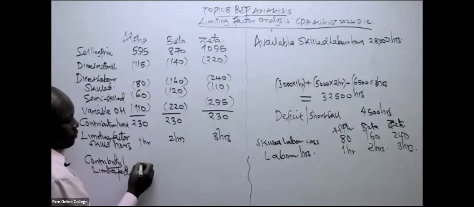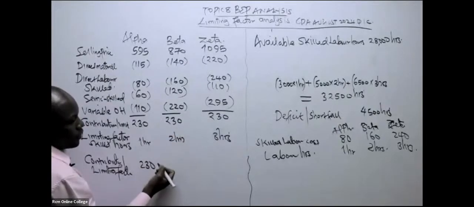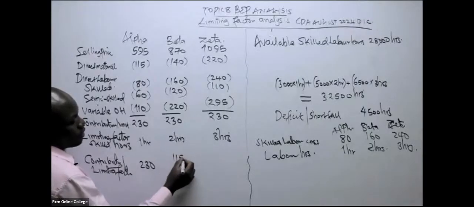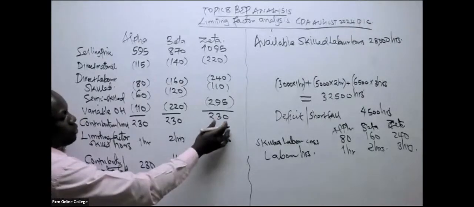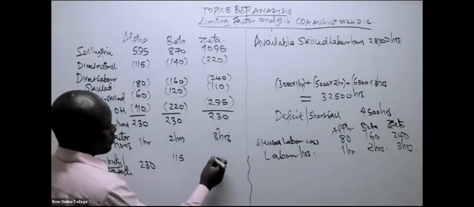It will give us 230. Will it be 115 for beta? And for zeta, 230 divided by 3. What do we get for 230 divided by 3? 76.67.